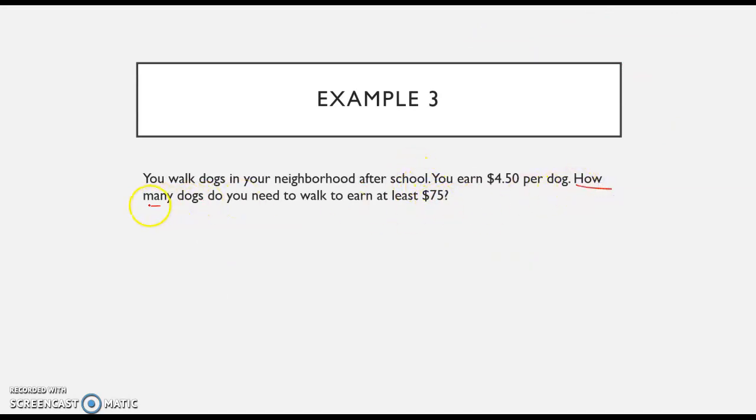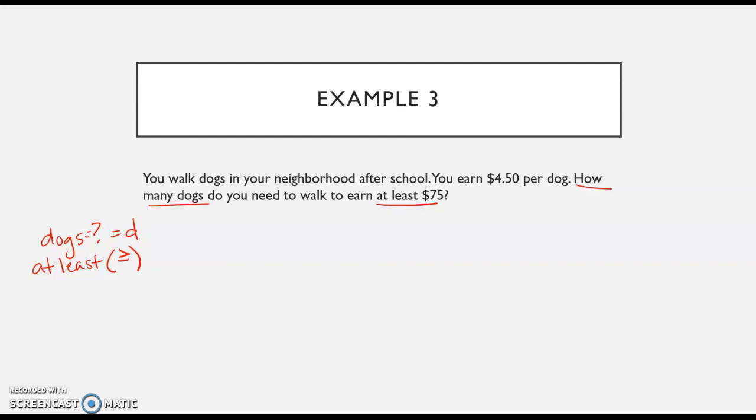How many dogs do you need to walk in order to earn at least $75? So I need to know dogs. I don't know that, so that's going to be my variable. So we're going to call that D, our variable. We know that we want at least, in case you didn't know, and this sounds backwards, but if it says at least, then we want greater than or equal to. If it says at most, it's a less than or equal to.